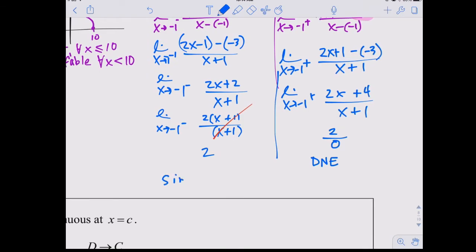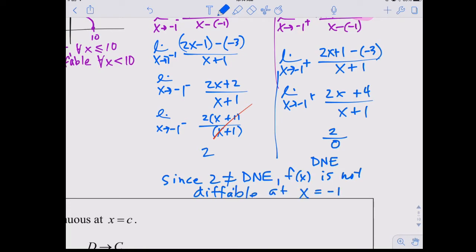So you could say since 2 does not equal DNE, which is true, DNE is some type of infinity and 2 is not, f of x is not differentiable at x equals negative 1. All right, so this is a really good example to talk about a little bit more.